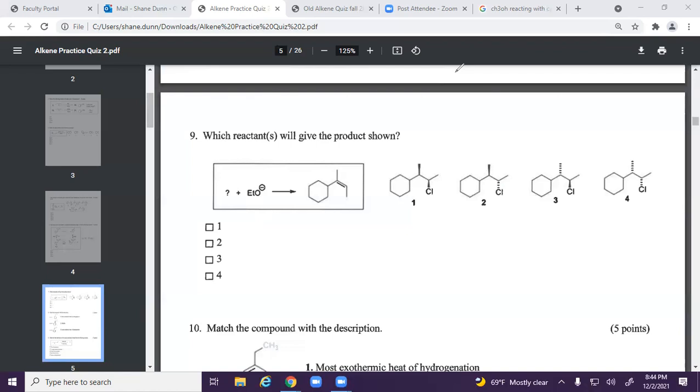Yeah, fun times. So it's better to know it's trans, so it's going to stay trans. That's why I taught you that guy. It's much easier than knowing Hoffman and Zaitsev. Just know if it's trans, it's going to stay trans. If it's cis, it's most likely going to stay cis. Athena, yes, you're normally right if it's a small, strong base, but this one is going to pull the hydrogen off, but not go fetch it. It's still a strong base.